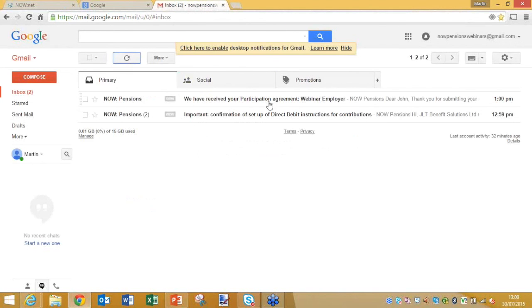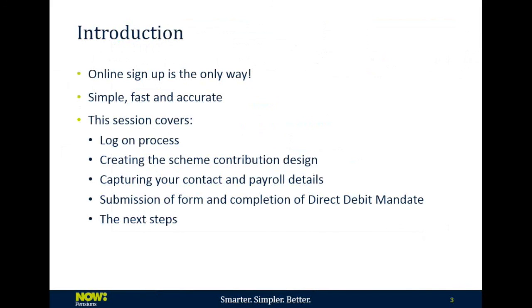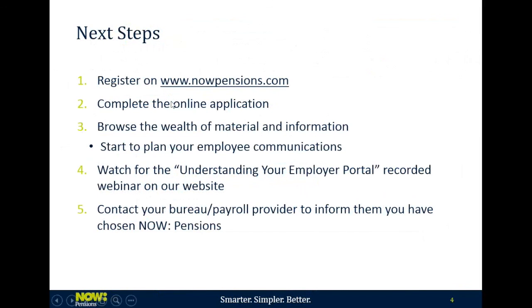You'll see here that these are the emails which have come into your employer's email address, so that we're communicating with you throughout the application process. Confirmation that the direct debit instructions have been set up and that we have received your participation agreement. So that's the end of the application process. And I'll now just go back into the slides just to complete the webinar today, explaining the next steps.